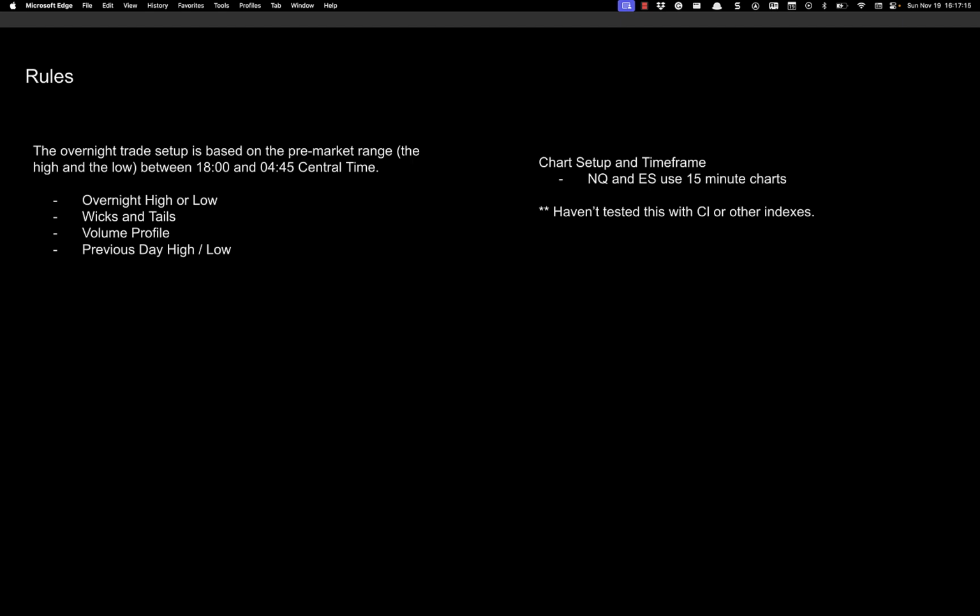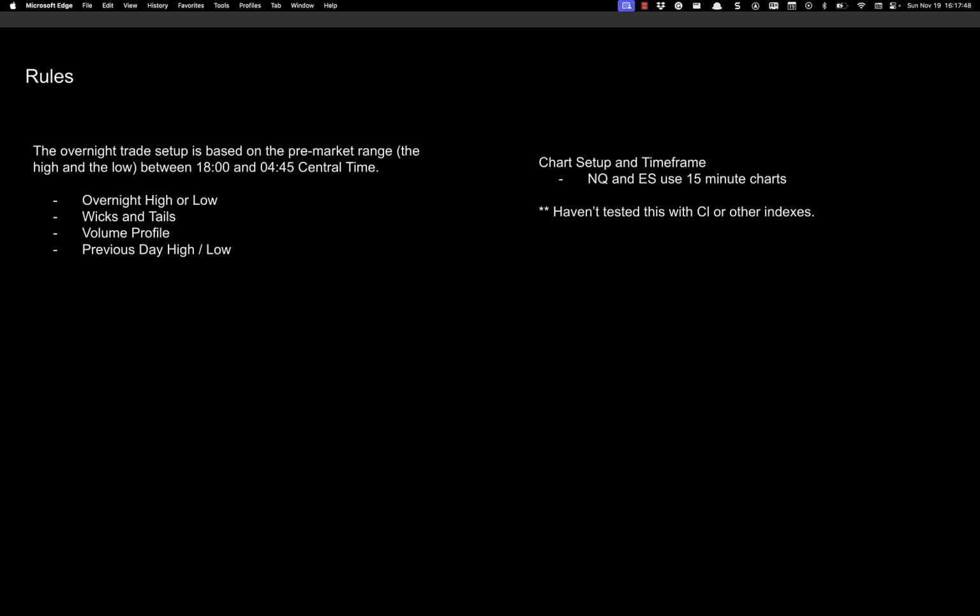The overnight low or high is established between 6 p.m. and 4:45 a.m. Central Time. We are looking for the high and the low that was traded during the overnight session or pre-market session. Then we're going to use wicks and tails to determine when we want to take that long or short. We're going to use volume profile as the second confirmation for our entry. And then, if possible, we use the previous day's high or low to also come into play.